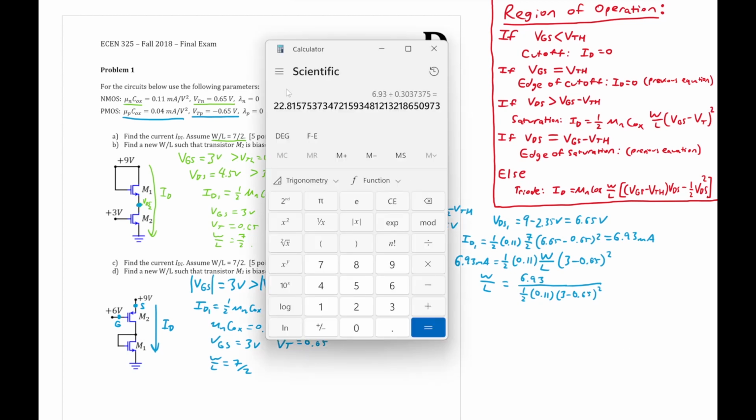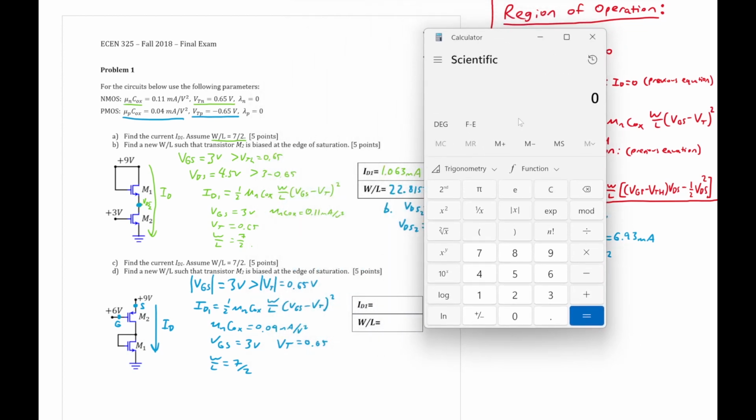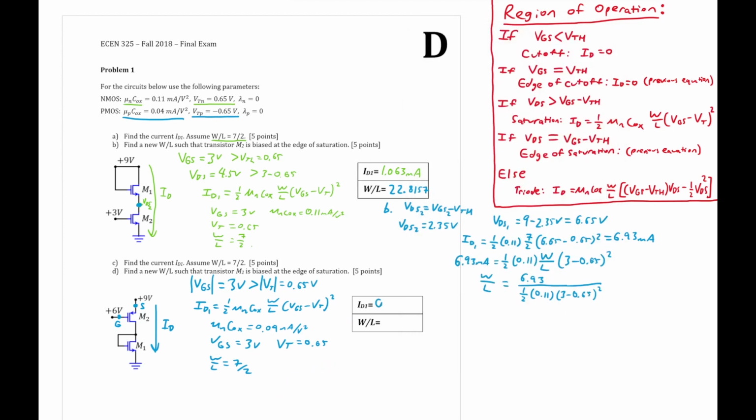So let's go ahead and calculate that real quick. So (3 minus 0.65) squared times 7 divided by 2 times our 0.04 milliamps per volt squared, and we end up with 0.387 milliamps. 0.387 milliamps. Okay, so that's our part C.